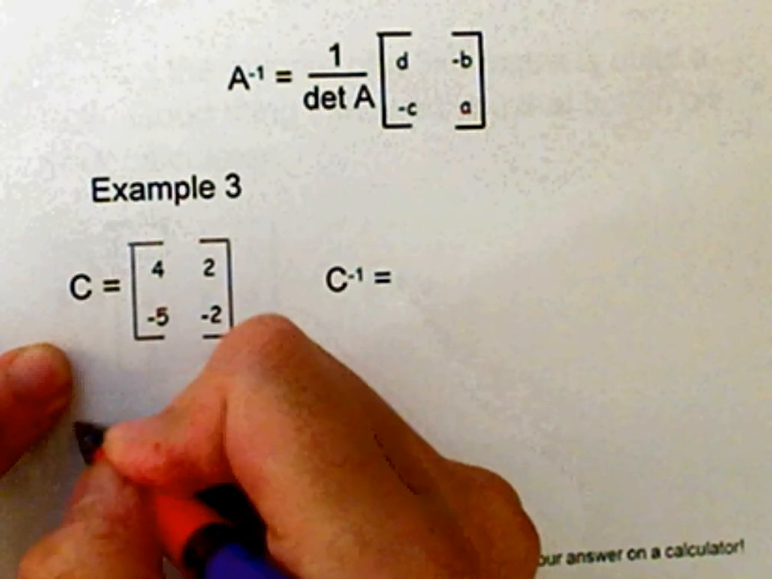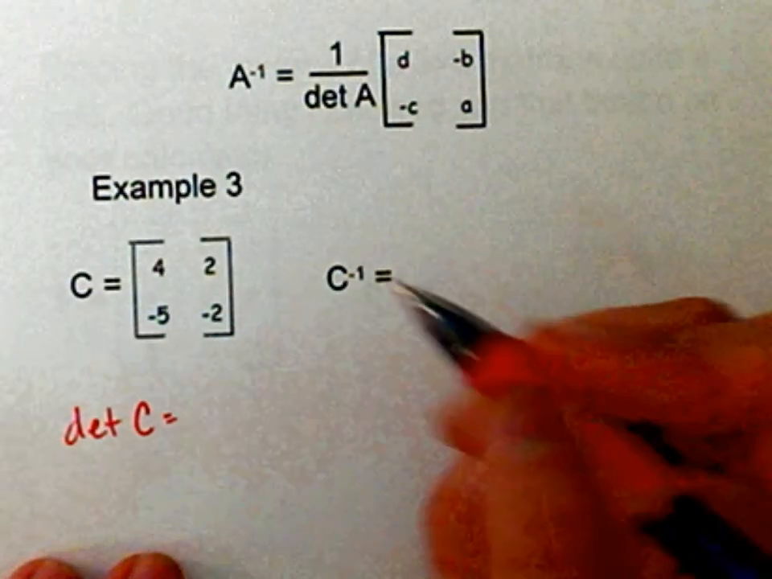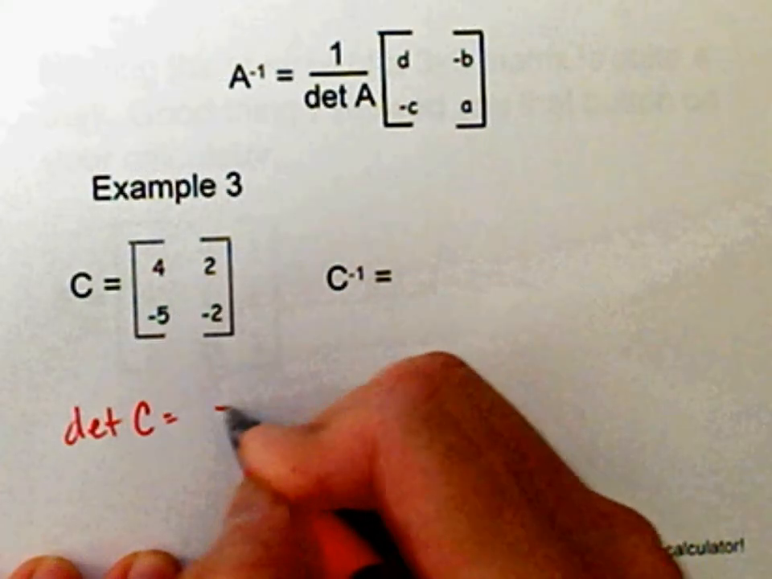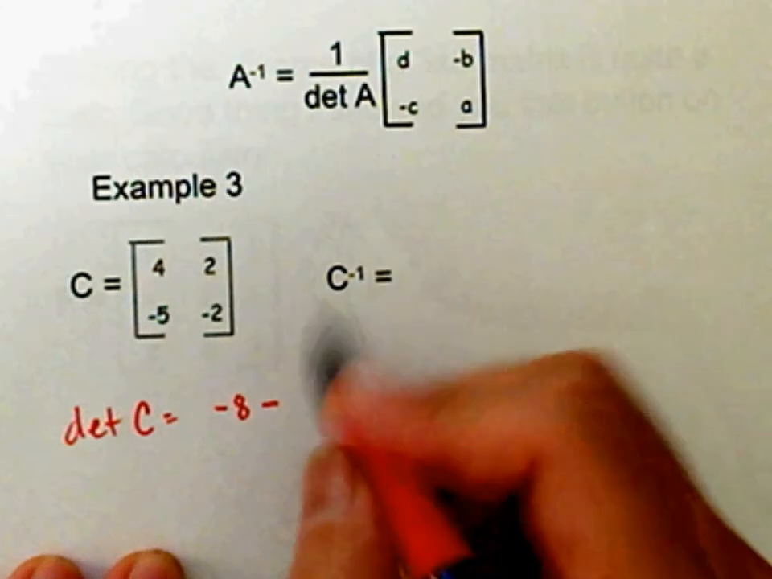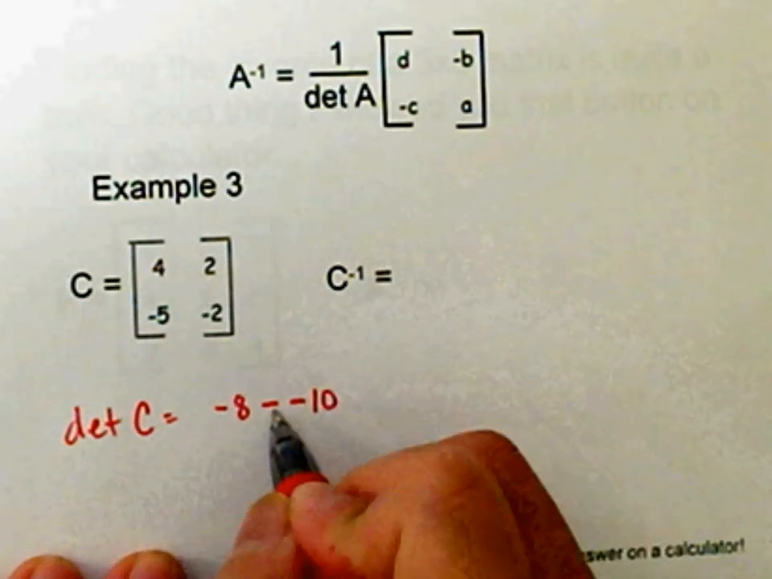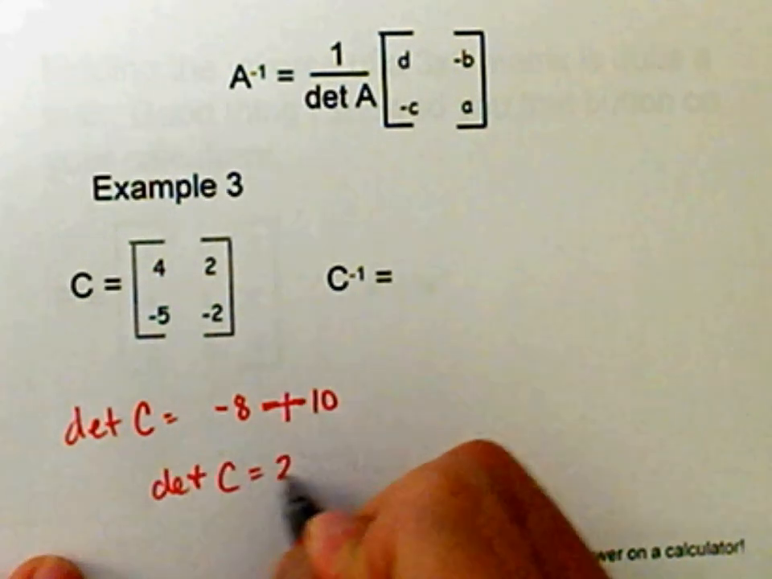And if you know what you're doing, you can move along. 4 times negative 2 is negative 8. I'm going to go ahead and do the math. Minus negative 5 times negative 2 is negative 10. A negative and a negative becomes a positive. So the determinant is actually positive 2. Okay, so 1 over 2.